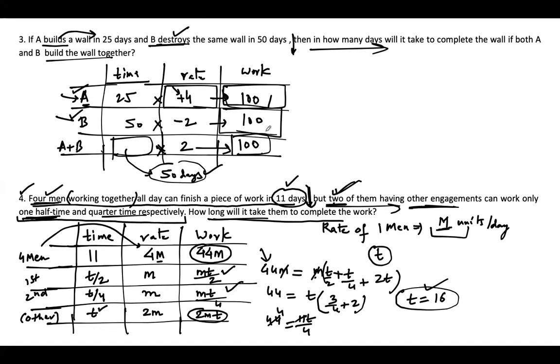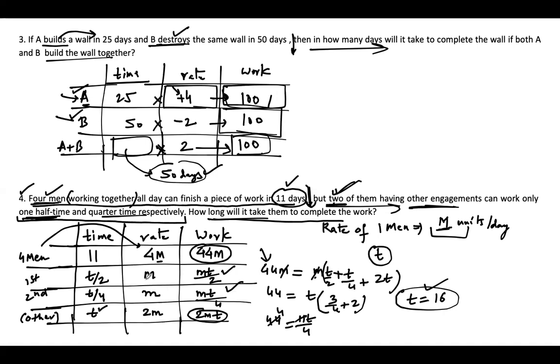So, two questions. Go on. I understood the solving of the question, but in the first line it says 4 men working together all day can finish the work in 11 days. But we are assuming that all men, their work is the same, right? I mean, they can complete it in equal time, they're putting in equal effort. That has to be assumed, right, sir?